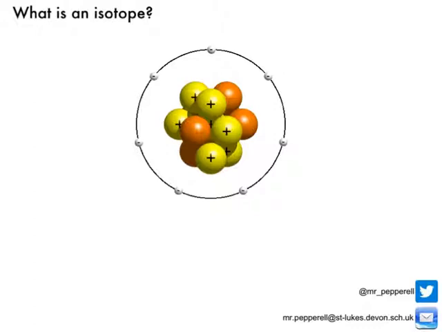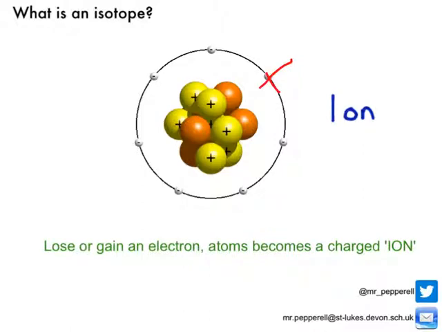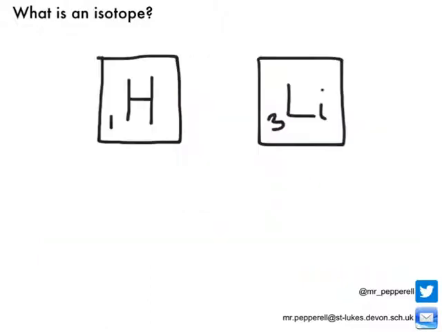But if an atom was to lose one of these electrons, say, up here, or gain an electron, the charges would no longer be equal, and you've changed your atom, you've now charged it, you've now got something called an ion. So an ion is an atom that has either lost or gained an electron and become electrically charged.